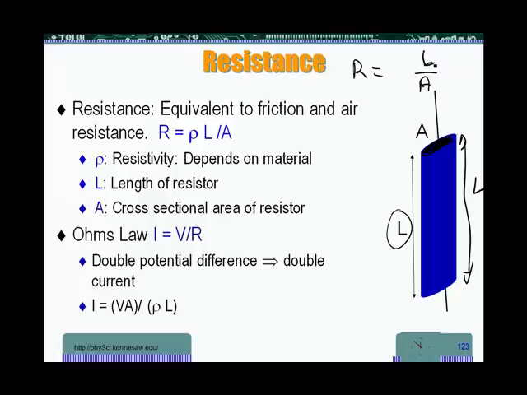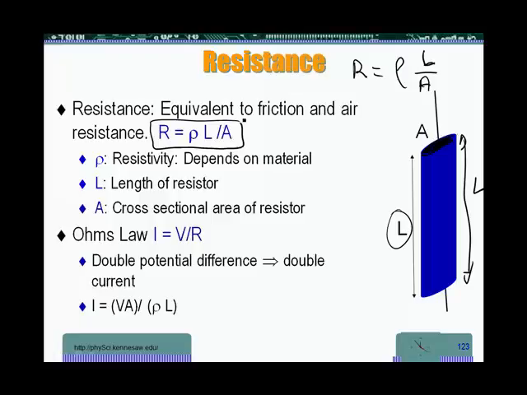And then the actual configuration of the material is going to affect the resistance, and that's through what we call resistivity. So resistance is given by rho, the resistivity, times L, the length of the wire, over A, the cross-sectional area of the wire. Okay. These are the parameters that affect resistance.